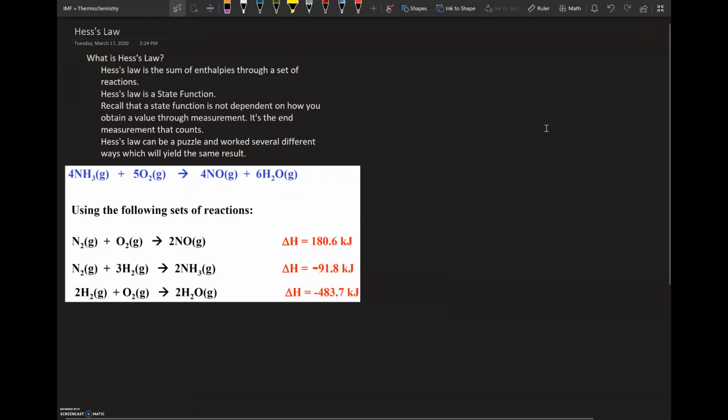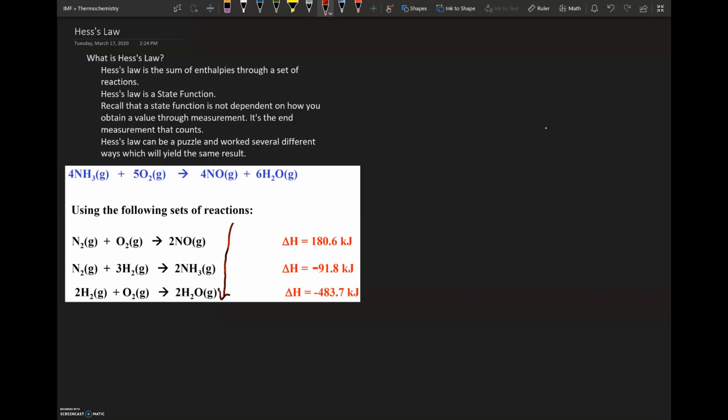In this video, we're going to be talking about Hess's law. So the first question we need to ask is, what is Hess's law? Hess's law is the sum of enthalpies through a set of reactions. If you look down below here, you will see a set of reactions shown by this arrow. So this is what we're talking about.